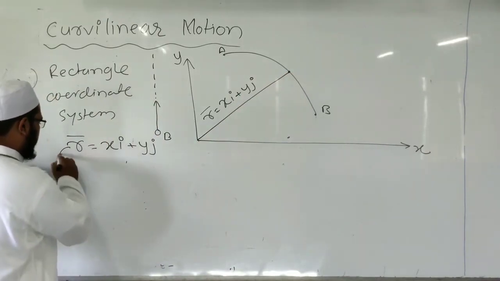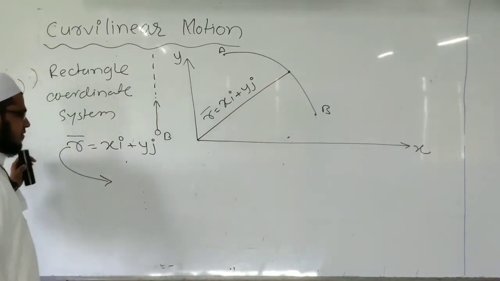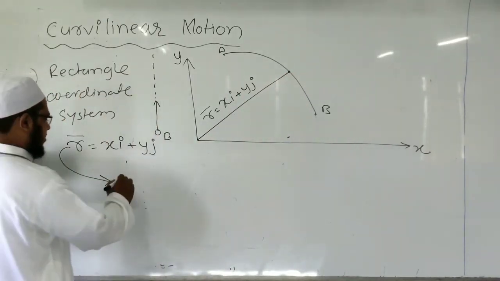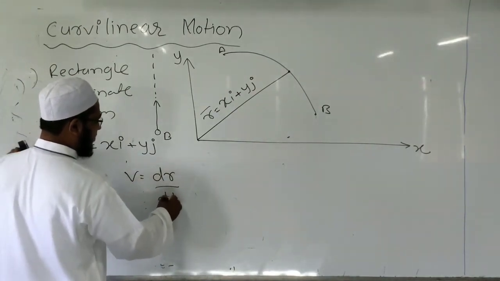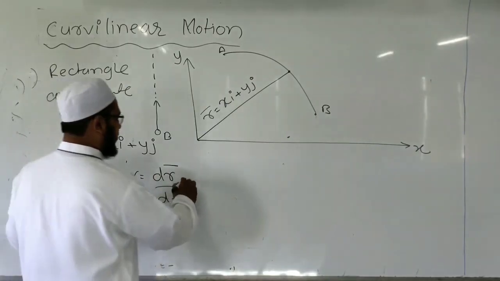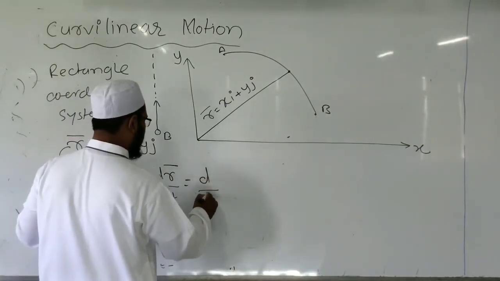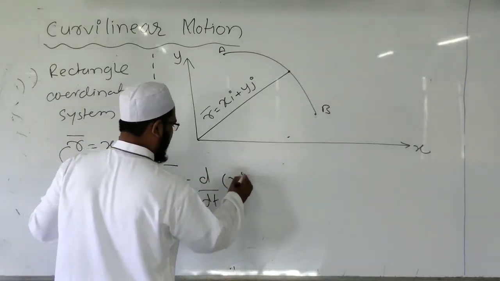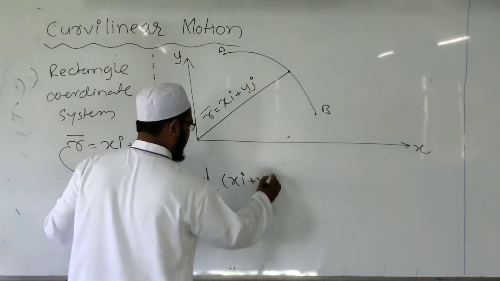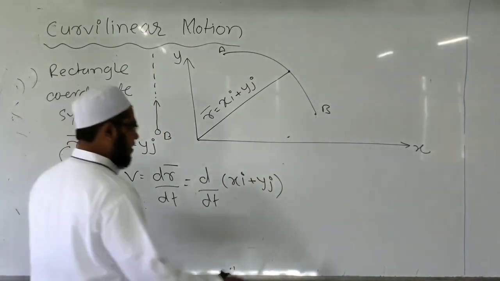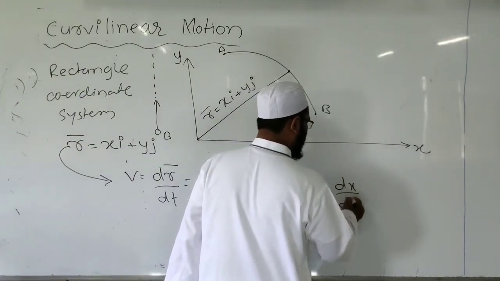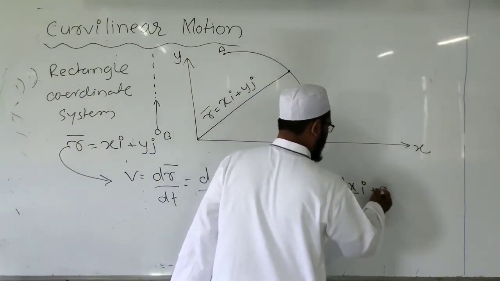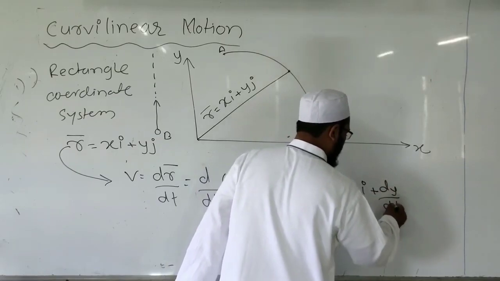If I need to find the velocity with the help of this vector, then velocity equals the rate of change of position, dr by dt. I will put here the value of r, d by dt of xi plus yj. Therefore, velocity v equals dx by dt i plus dy by dt j.